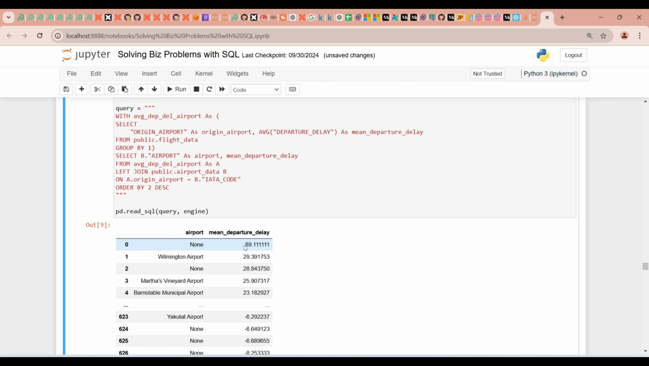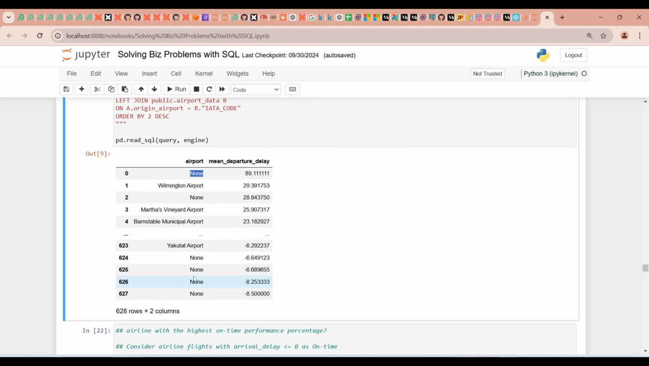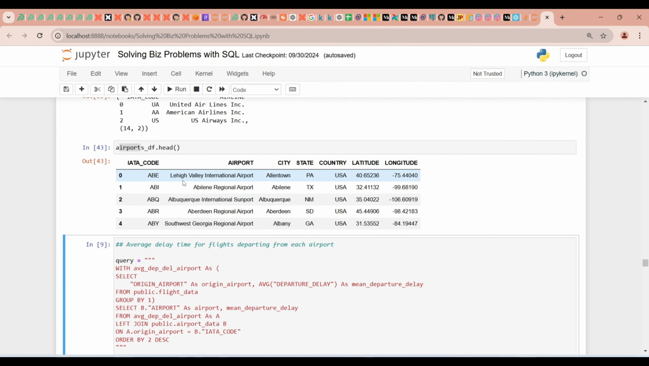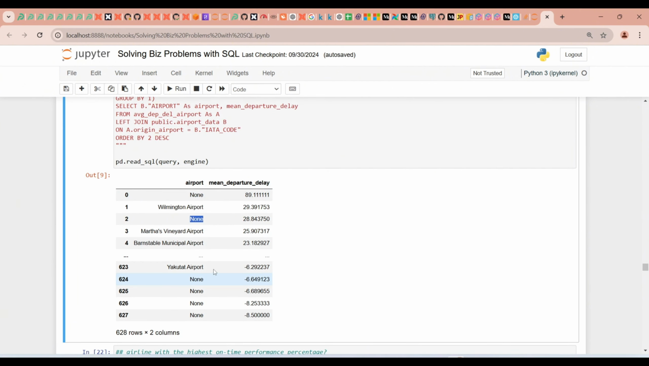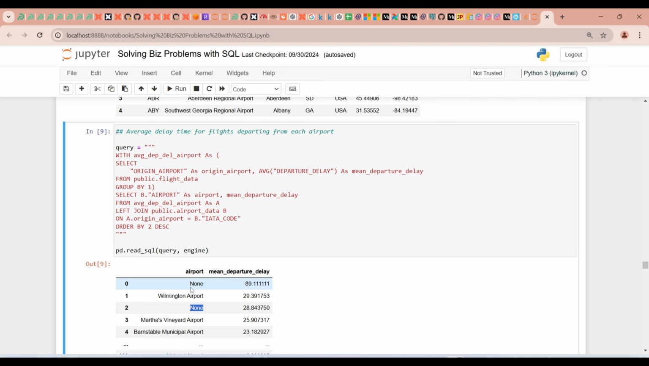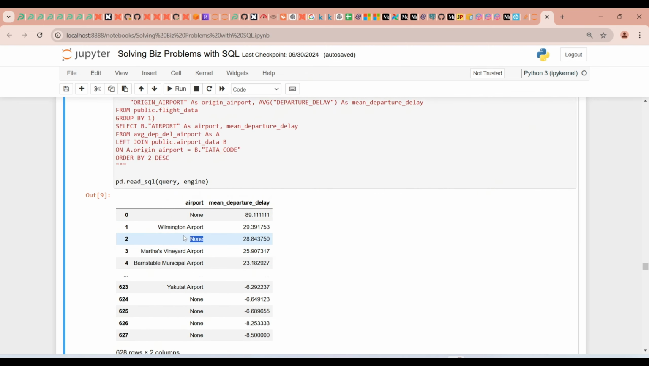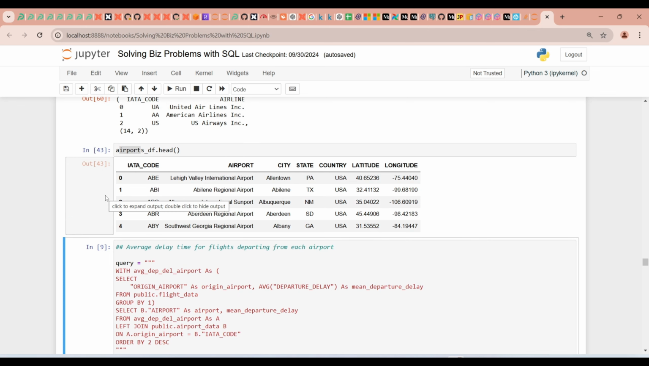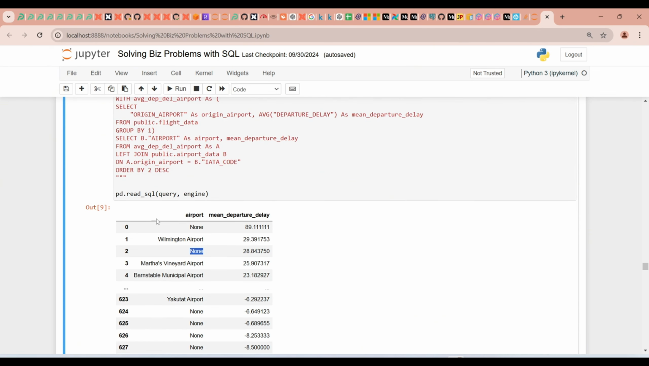Yeah. So this airport code does not exist somehow, and this also. That's weird. All right, so this is weird, right? The code cannot be found in the airport table, so that's why this airport is not showing.